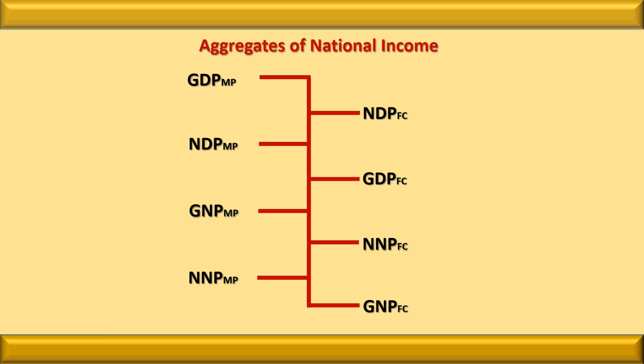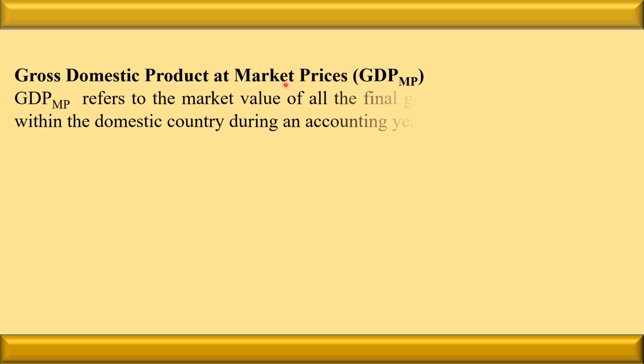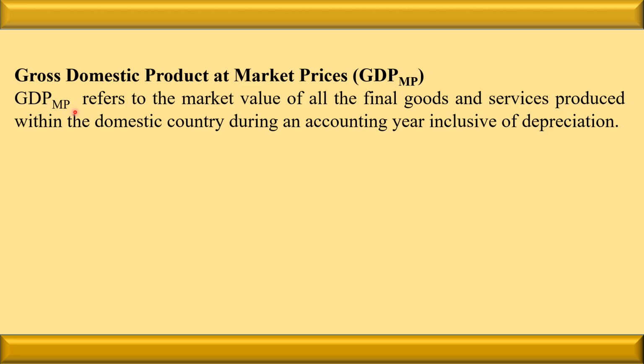Now let us see the meaning. Listen, what is the meaning of gross domestic product at market price? Gross domestic product at market price means the market value of all the final goods and services produced within the domestic territory of the country in an accounting year.